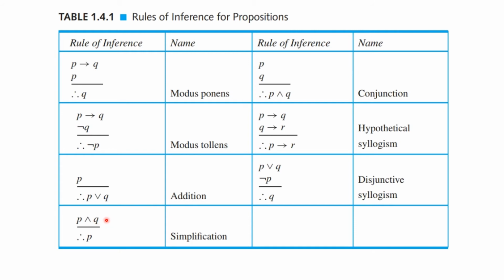If we know that P and Q is true, we know that P is true. If we know that P and Q are true separately, then P and Q is true. This is called conjunction. If we know that if P, then Q, and if Q, then R, then we can conclude if P, then R. This is called hypothetical syllogism, sometimes the transitive rule. And if we say P or Q is true, not P, therefore Q, this is called disjunctive syllogism.